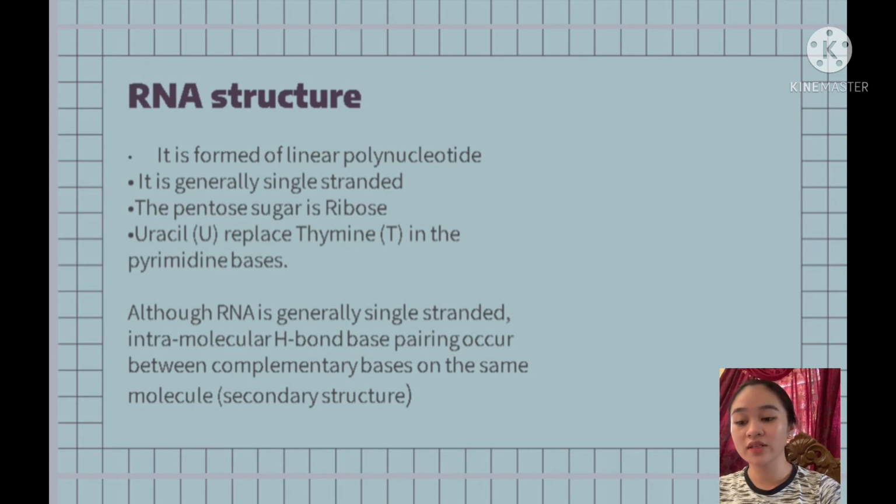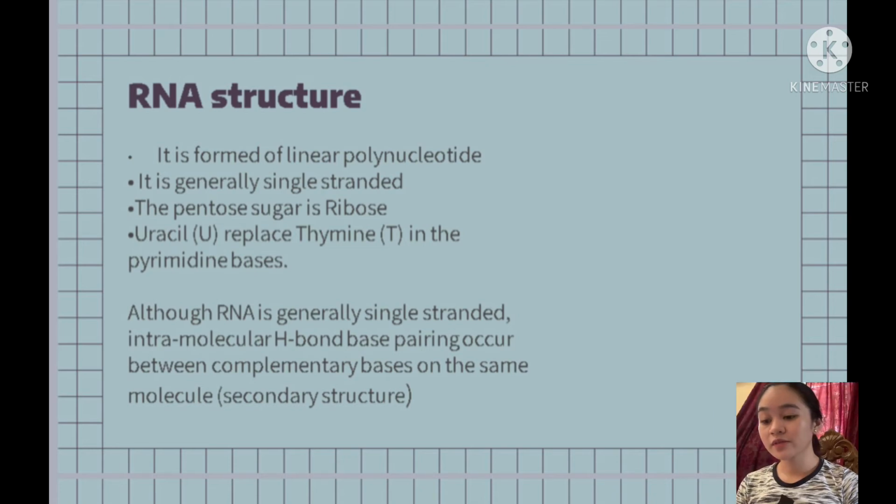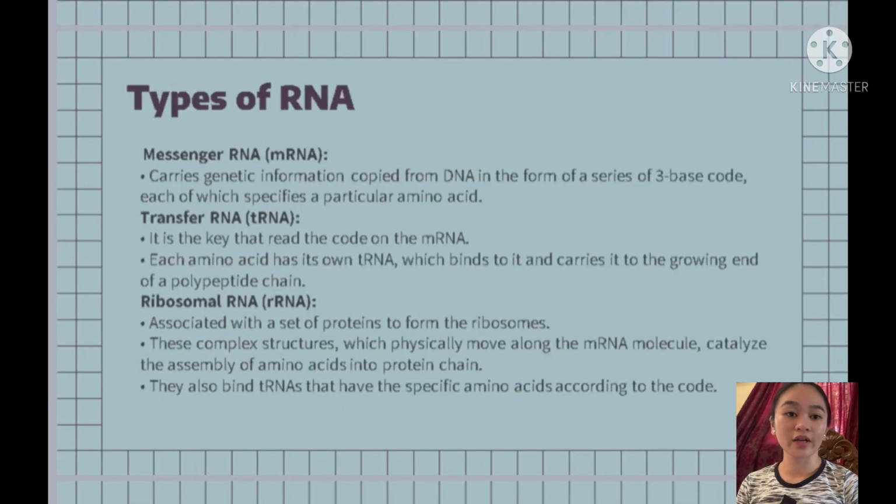RNA is generally single-stranded. Intramolecular H-bond base pairing occurs between complementary bases on the same molecule, forming secondary structure. The pentose sugar is ribose, and uracil, or U, replaces thymine, or T, in the pyrimidine bases. The secondary structure of RNA consists of a single polynucleotide. Base pairing in RNA occurs when the RNA folds between complementary regions. Both single and double-stranded regions are often found in an RNA molecule.